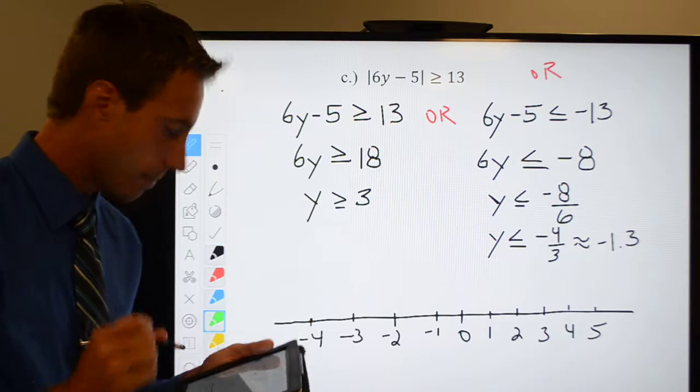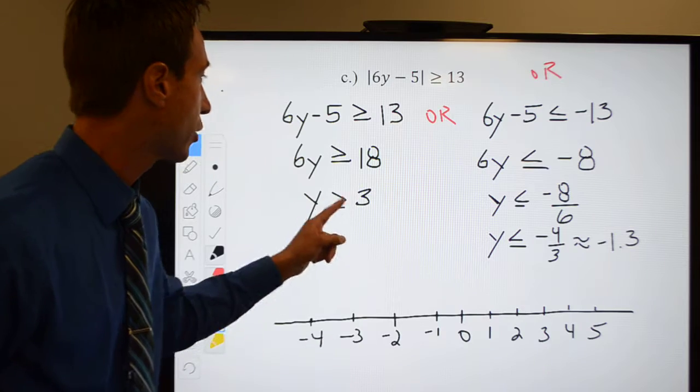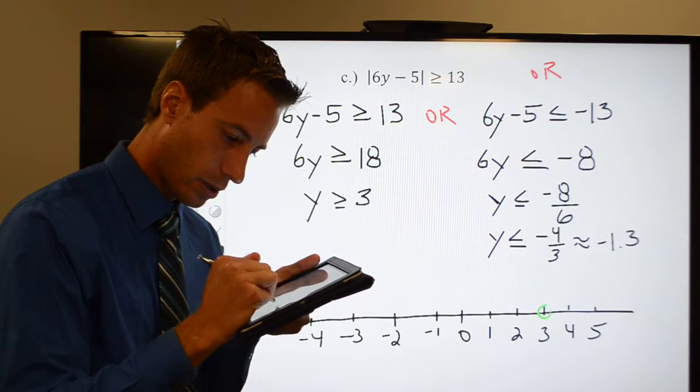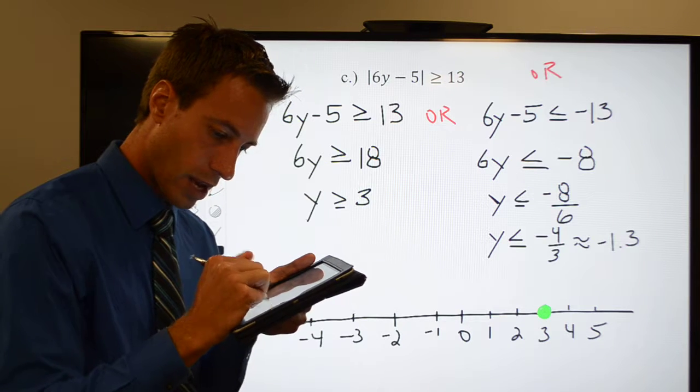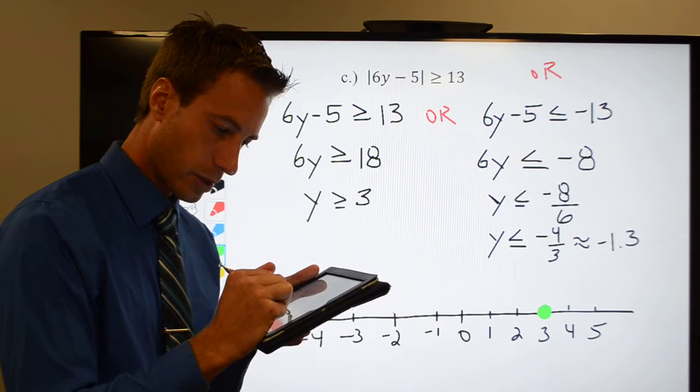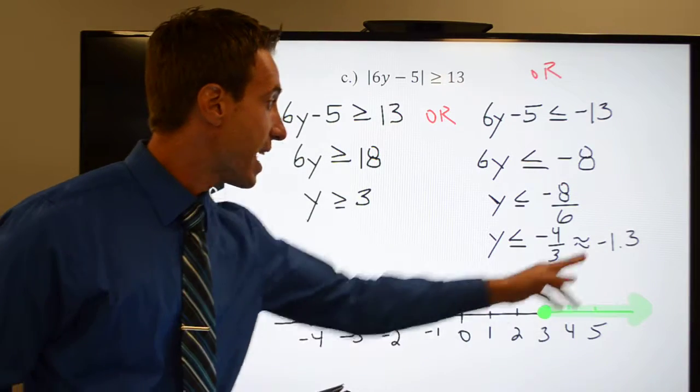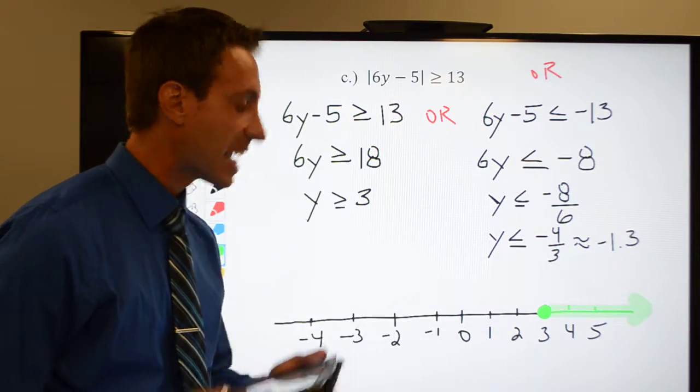Let me do it in green. Alright, I need everything greater than or equal to a positive 3. That's going to be a closed circle. And everything greater means we're going in this direction. You're headed that way. The negative 1.3, I need everything less than or equal.